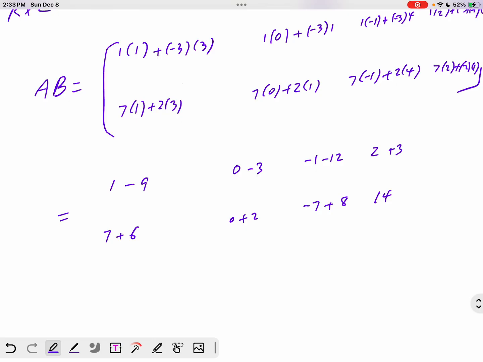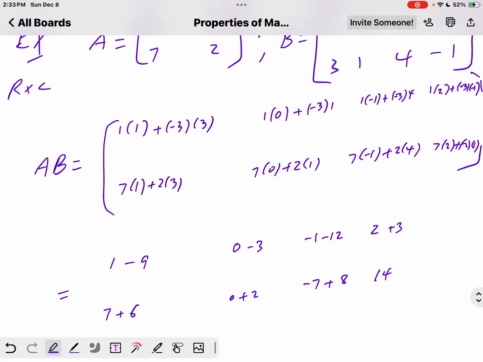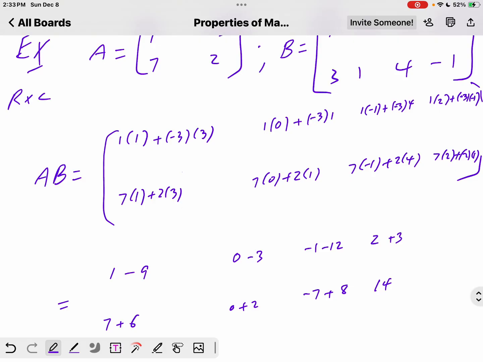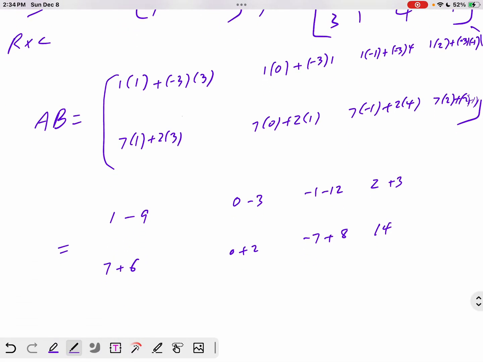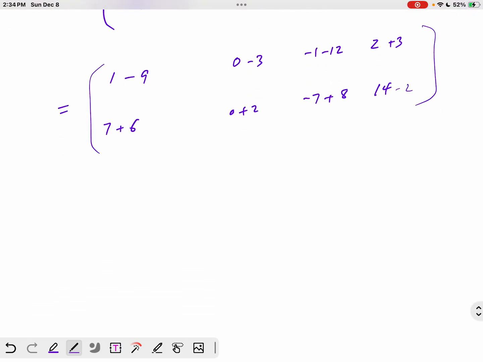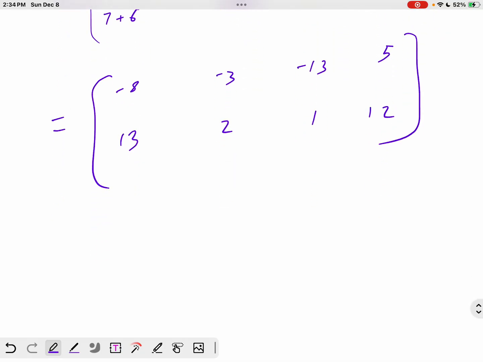plus, last one is 2 times negative 1 here. This is negative seven times 2 times 2 times negative 1. So this is negative 1 here. So then 14 minus 2. Okay, so this is negative 8. This is negative 3. This is negative 13. This is 5, 13, 2, 1, 12.